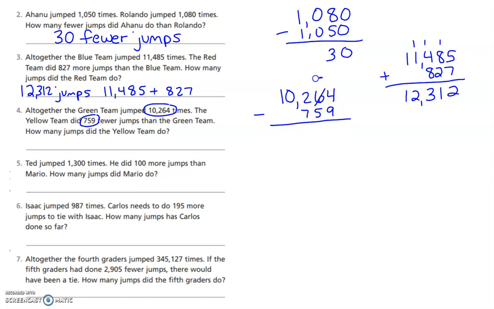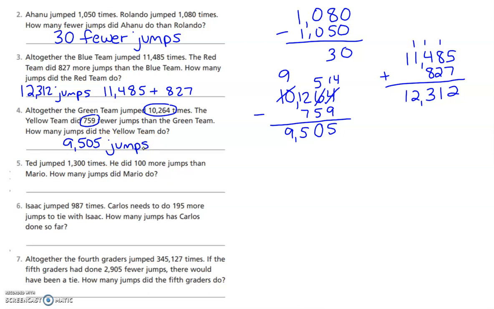Can't do 4 minus 9, so we will borrow. But 14 minus 9 is 5. 5 minus 5 is 0. And then 12 minus 7 is 5. And then bring down that 9 to show 9,505 jumps.